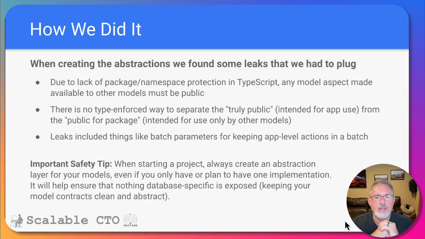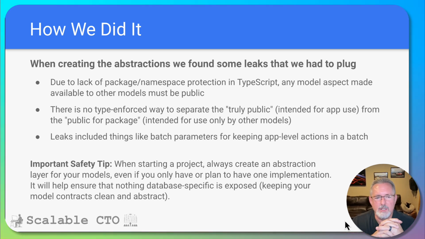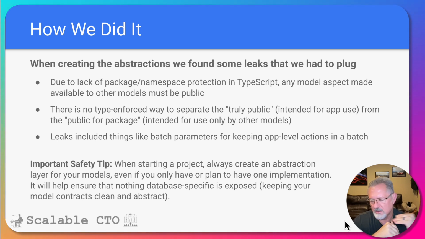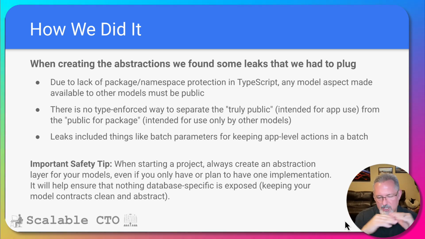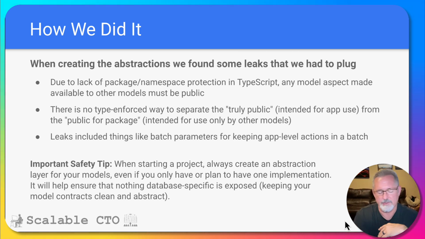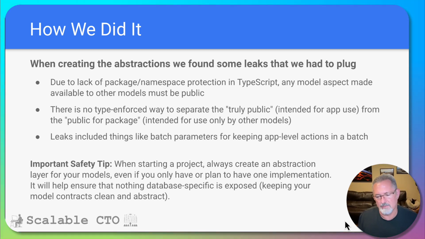So when we created the abstractions, we found some leaks that we had to plug. I don't want to get too much into the weeds on this, but essentially with TypeScript, and you might have this with other environments, we had a Firestore model implementation, and we're trying to present an abstract, generic, not Firestore-specific interface to our API clients that we're calling the models. But the models also called each other. And when the models called each other, they had to understand in some cases some implementation details of the database that they were in.